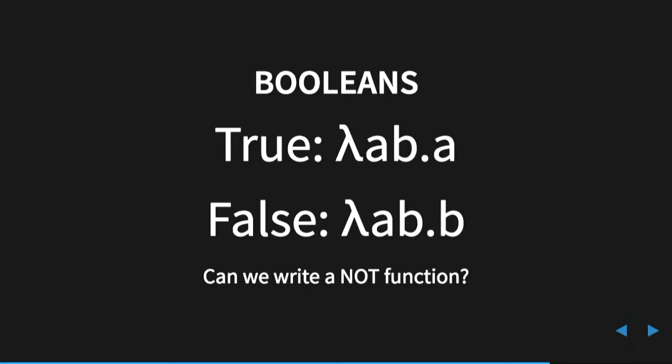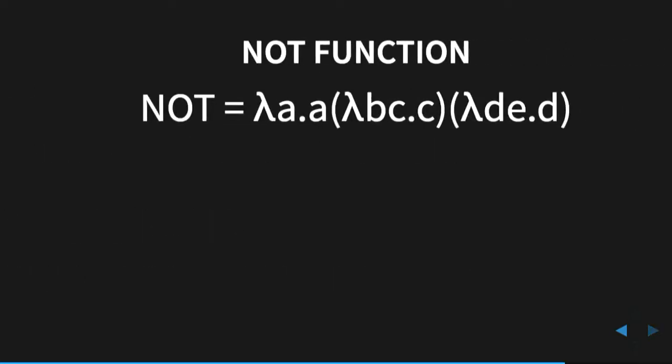With true, it returns the first parameter. With false, it returns the second parameter. So just two different representations. First is true, second is false.